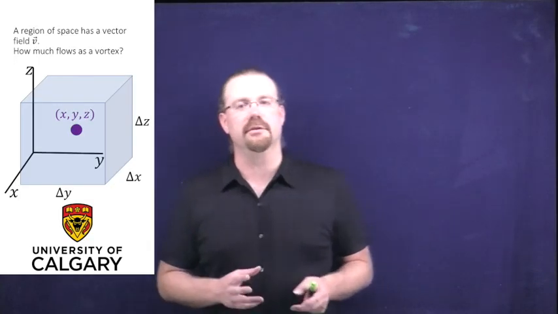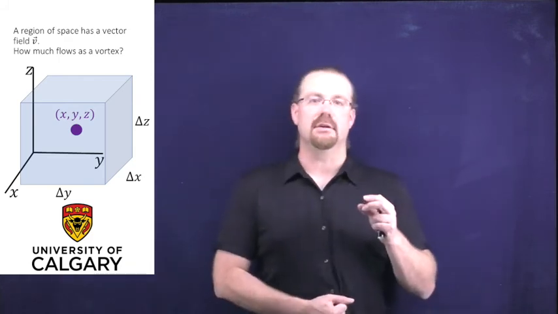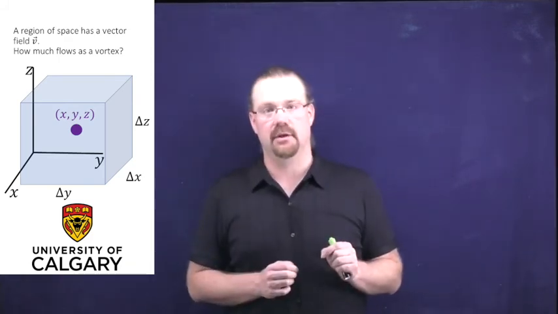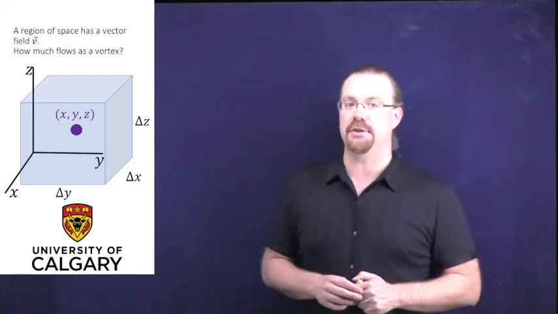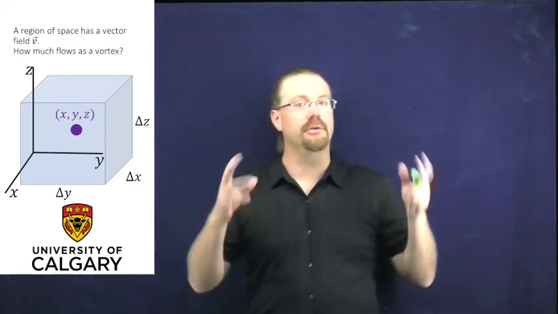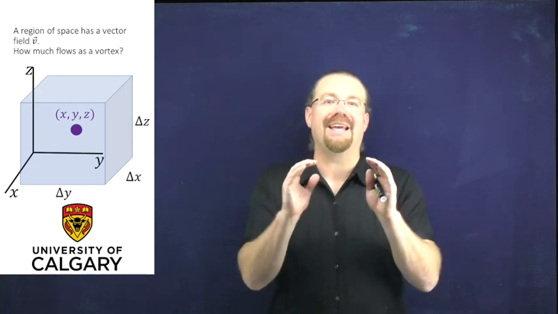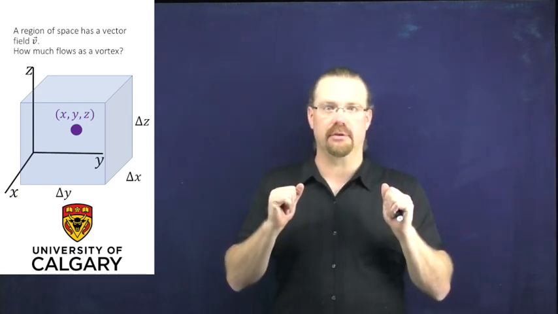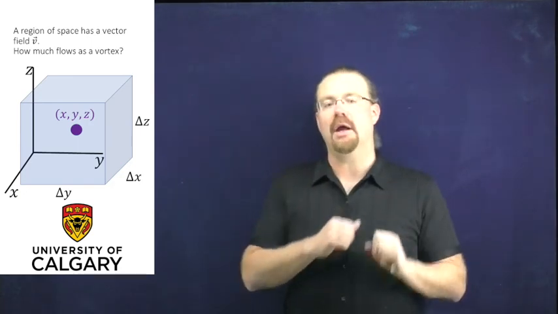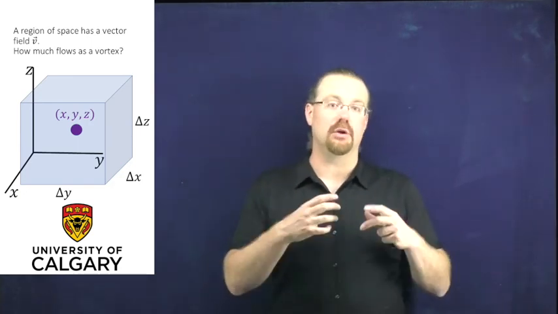A vector field is a region of space that has a vector associated with every point in space. Vector fields are useful for electricity and magnetism, and we've already talked about divergence, which is a mathematical operator that shows how much is flowing out with a vector field. What we're going to talk about now is the amount that's flowing around, and that is going to be the curl.